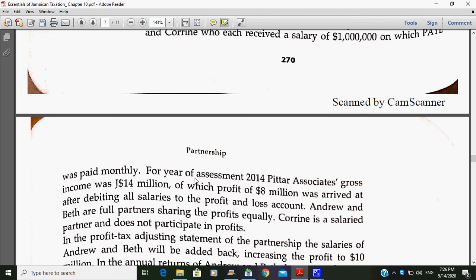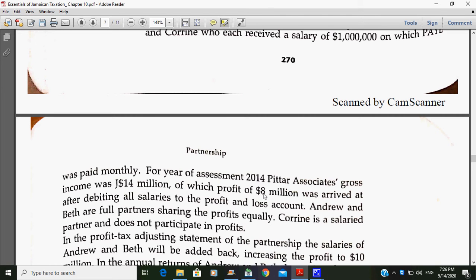For year of assessment 2014, Peter Associates' gross income was 14 million. Notice, there is a salary of 1 million, right? Each. Of which profit of 8 million was arrived at after debiting all salaries to the profit and loss account. So all salaries, the 1 million each, or 3 million, was used in the calculation of the profit of 8 million. What does that mean?